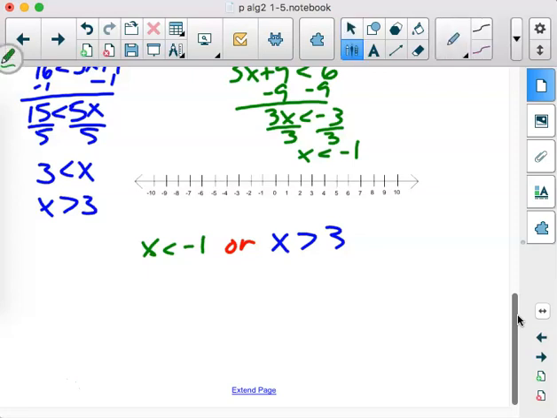Open or closed at -1? Open, no equals bar. Shading which way? Left, to the extremes. Open or closed at 3? Open. Shading which way? To the right. The ors go out there, left and right forever. Ands sandwich. Ors, that away.